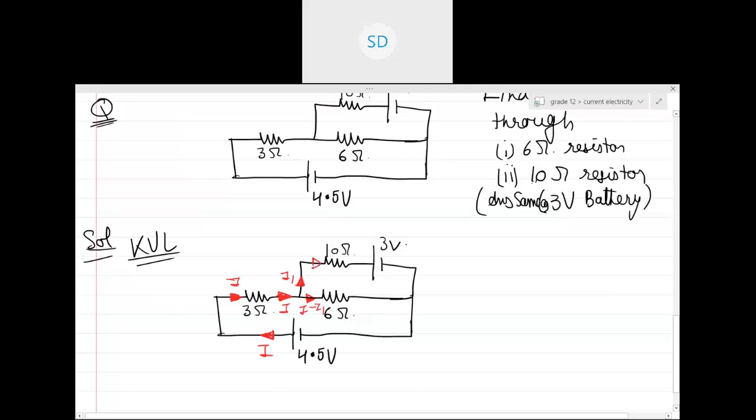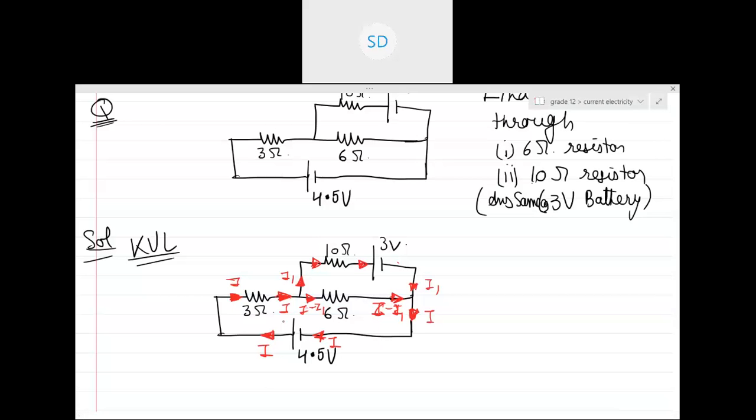So I1 current will flow through the 10 ohm resistance, I1 current will flow through the 3 volt battery, and I1 current will come over here. I minus I1 will flow through the 6 ohm and come over here. Now this I minus I1 and I1 will combine again and become I, and the same I will come back to the battery. Always remember your current distribution is correct when the same current reaches the battery.